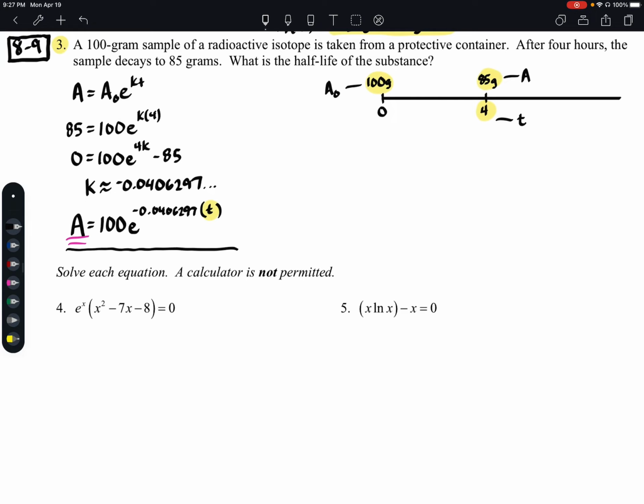So we'll say 50 is equal to 100. Actually, I wrote that a little too high. Let me move that down for a sec. There we go. So 50 is equal to 100 times E raised to that power of negative 0.0406297 T. And then just subtract your 50 and be ready to solve it on the calculator.